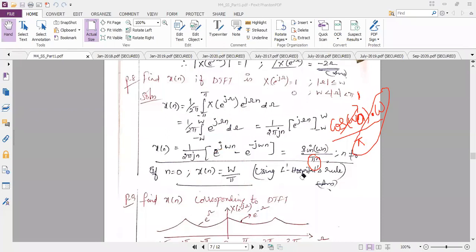I think she is correct. So the denominator also we have to do the differentiation. When you do the differentiation with respect to n, this n becomes 1. In the numerator, omega is constant, so that omega is taken out. So we will be having omega by pi, and this cos of omega n becomes 1 because I will be substituting n as 0. So my final answer is omega by pi. I don't know what the variable given is, so it is w by pi or omega by pi.